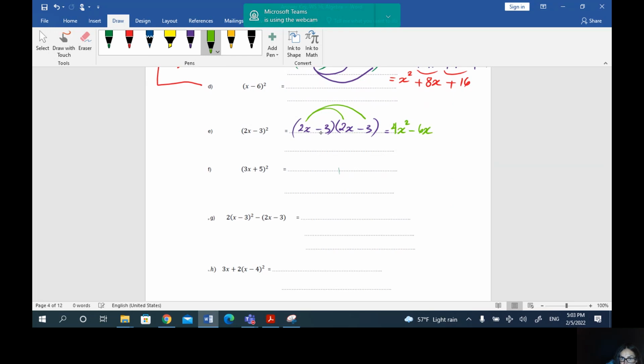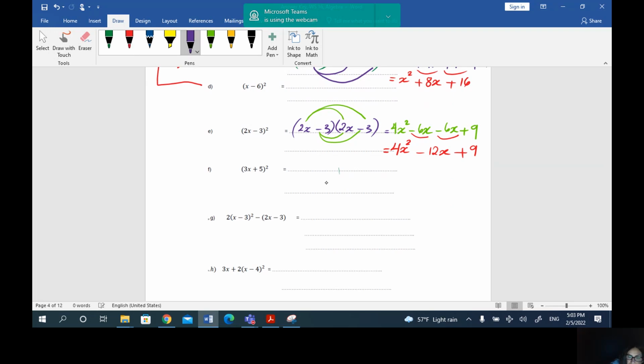And then negative 3 times 2x is negative 6x. Negative 3 times negative 3 is plus 9. Last step is collecting like terms. 4x squared, there is no like term to 4x squared. Minus 6x and minus 6x are like terms, so it's minus 12x. Plus 9 is on its own, so it will come down as is.